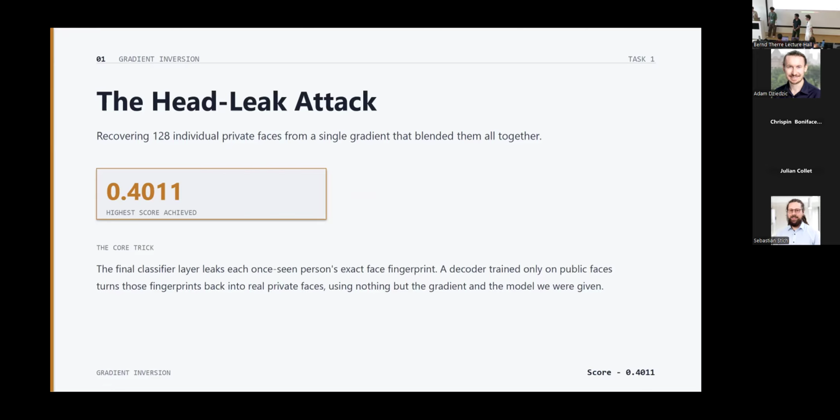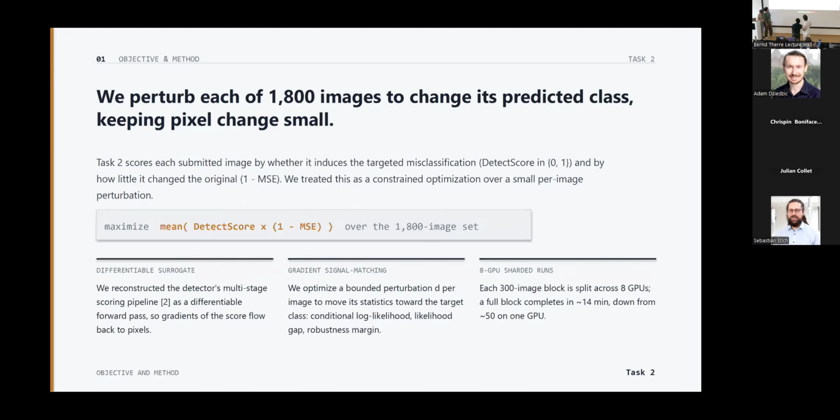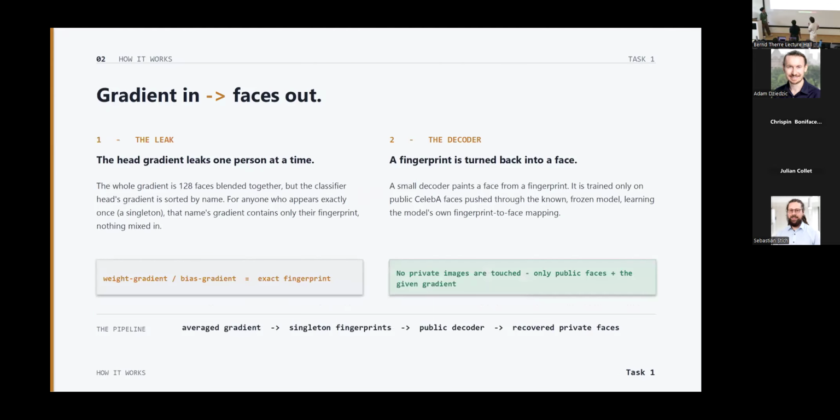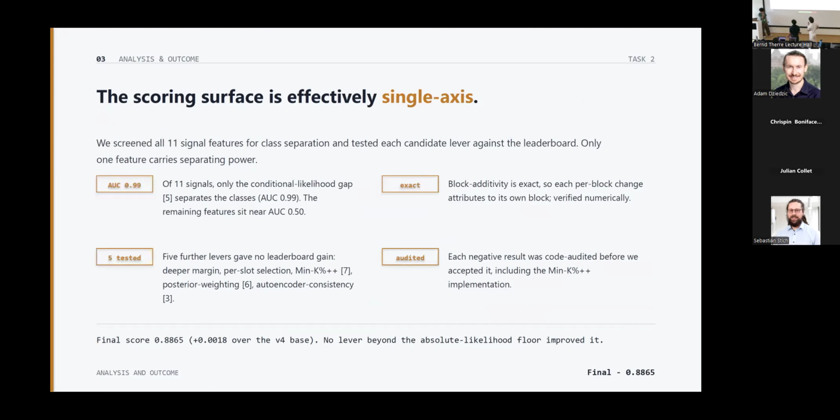Regarding task 2, can you go back? You have many features. Can you go to these features? Yeah, this one. So we tried to go through many different signals, and tried 11 of those, and the only one that really helped was the conditional likelihood gap from the MIA score. And the area under the curve for that was 99% locally, because we did try to replicate the two-stage pipeline from the paper.